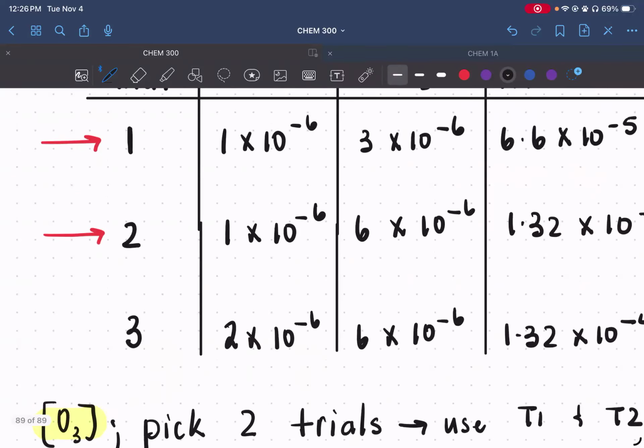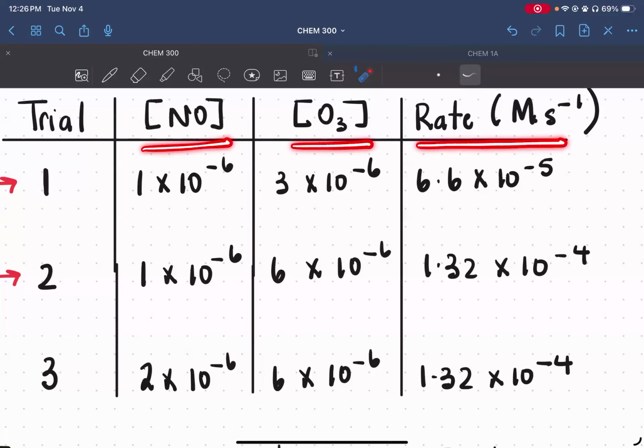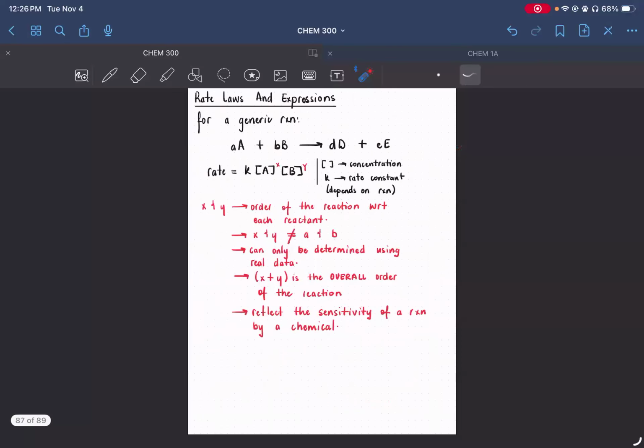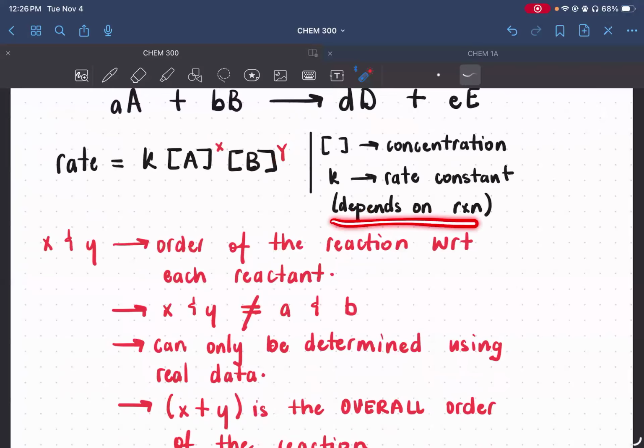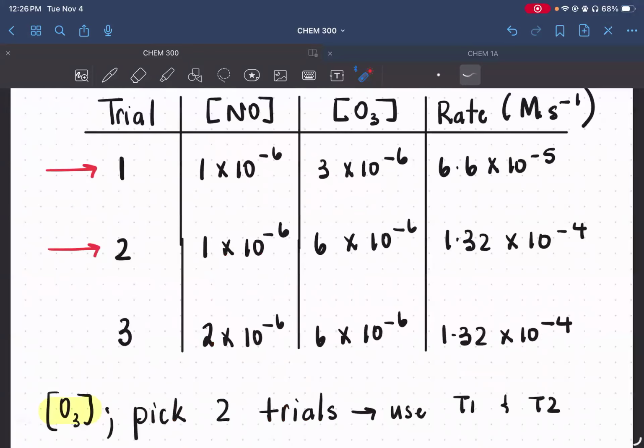Wherever will I get that data? Oh, would you look at that? Here in the table, I have 3 different trials that tell us the rate as well as the concentrations. How do we know which trial to use? Does it matter? No. Why? Because what did we establish? We established K just depends on the reaction. So in theory, whichever trial we pick will lead to the exact same K.